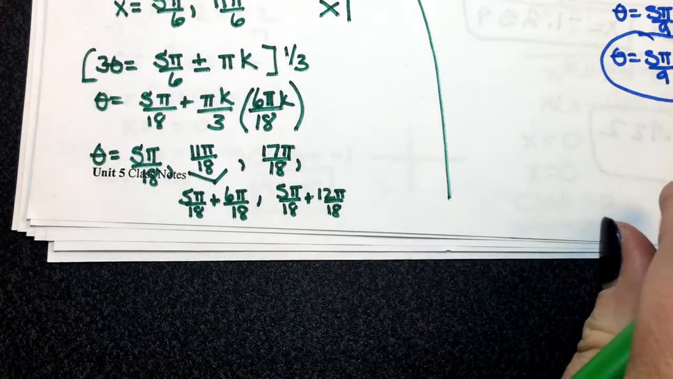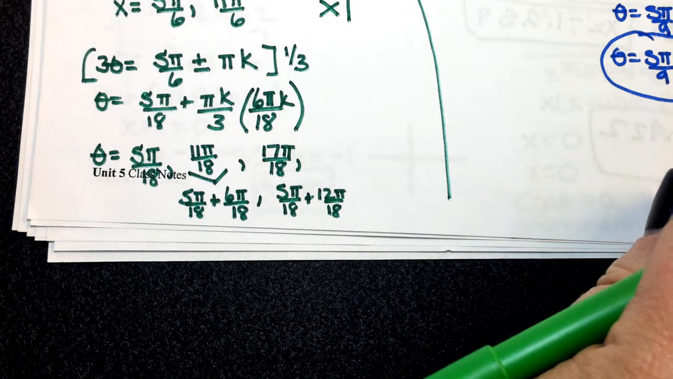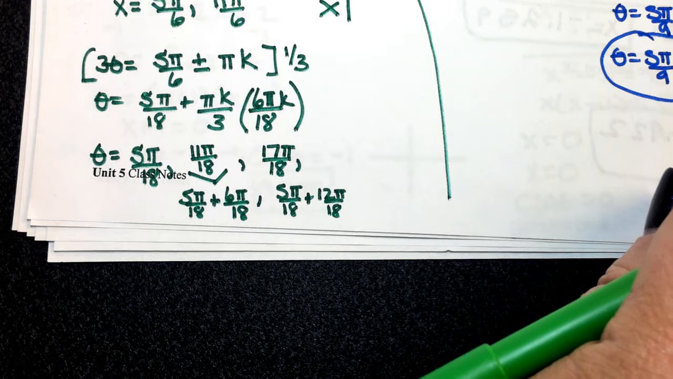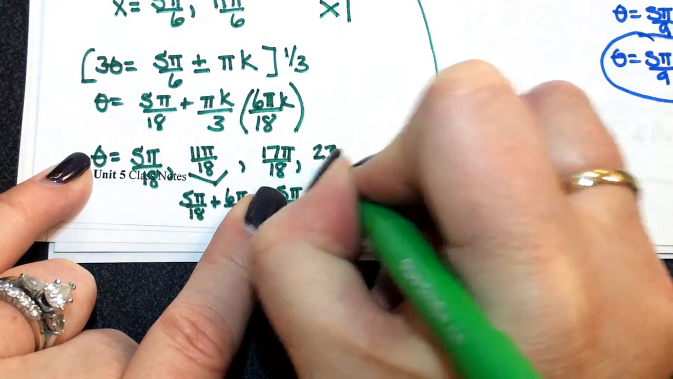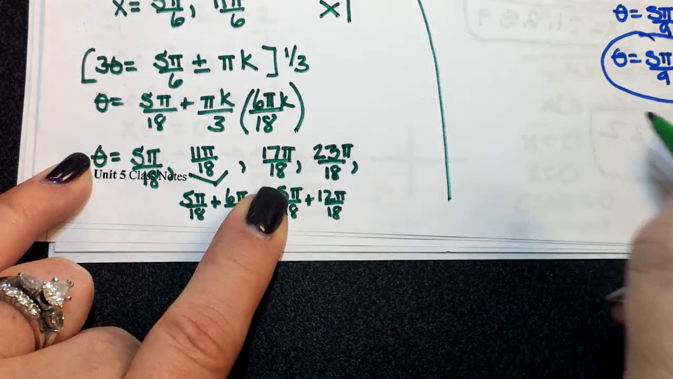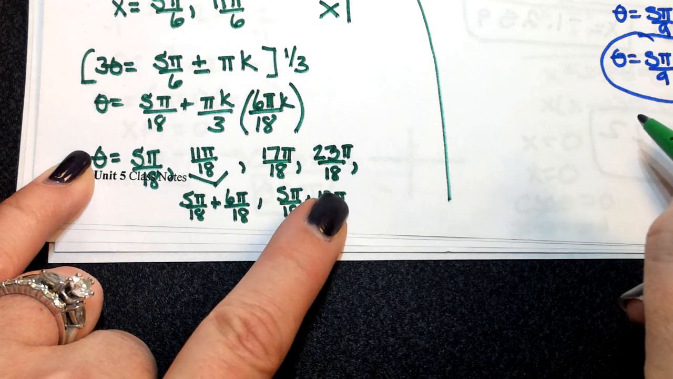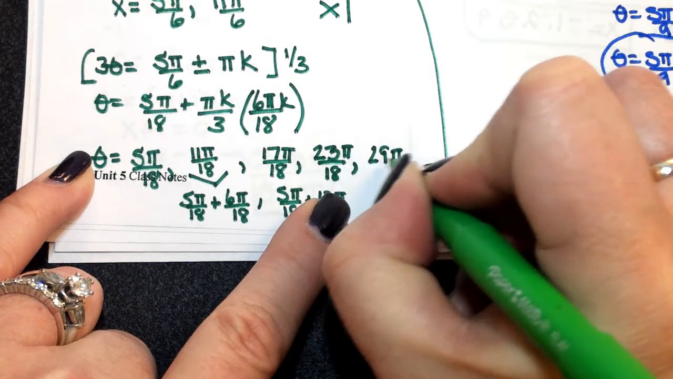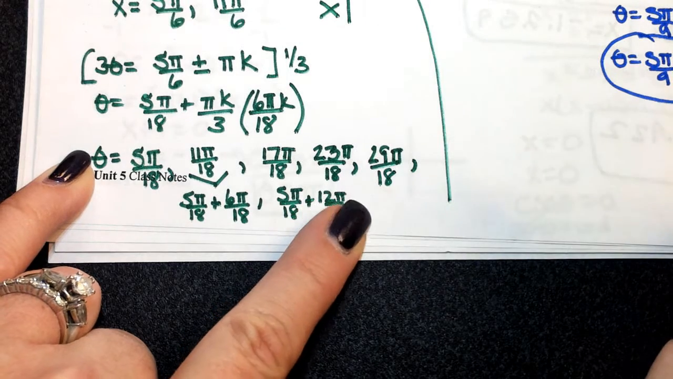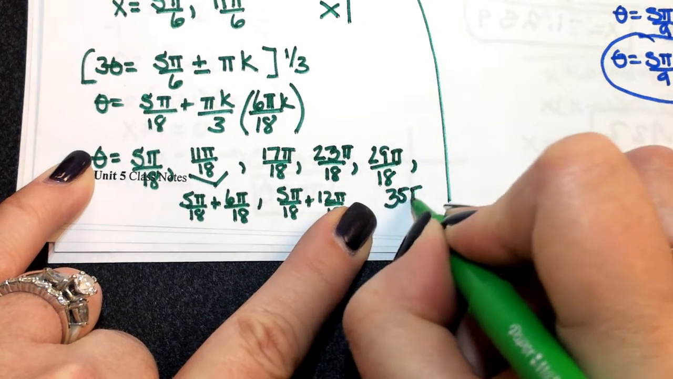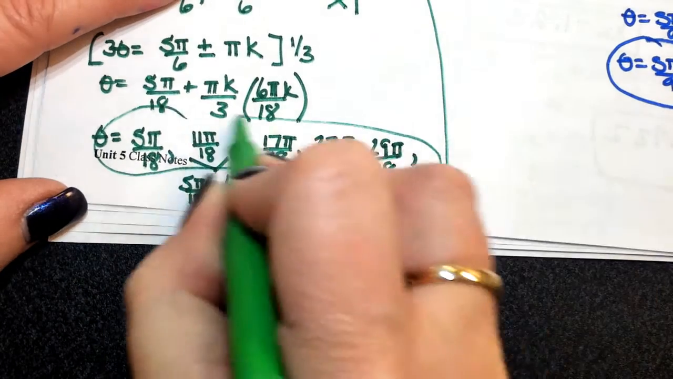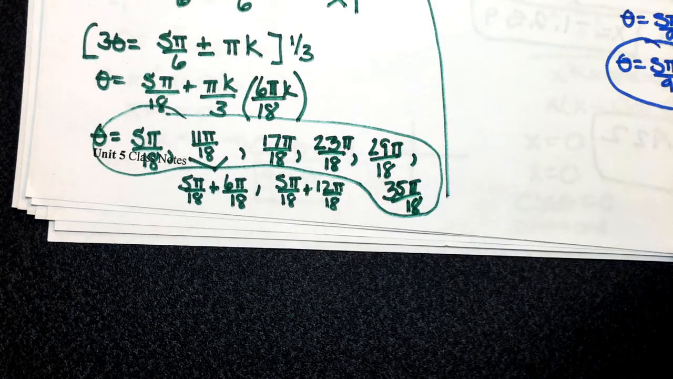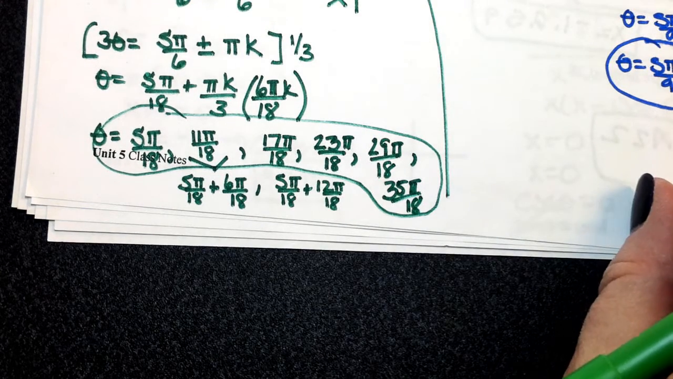Remember, once you take it out to 3, see if you notice a pattern. Do you notice a pattern in the numerator? Yes, it's going up by what? 6. So what's the next angle going to have to be? 23 pi over 18. The one after that will be what? 29 pi over 18. And the one after that will be what? 35 pi over 18. Can I stop? Yes. How many answers did I end up with? 6. And I said that's probably what we were going to be on the lookout for in the beginning. Yes, Marissa?